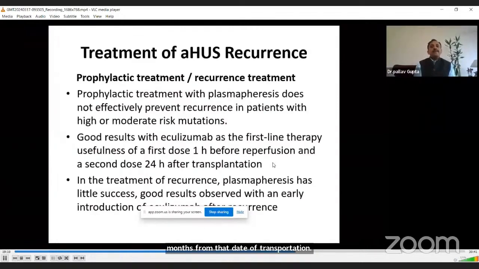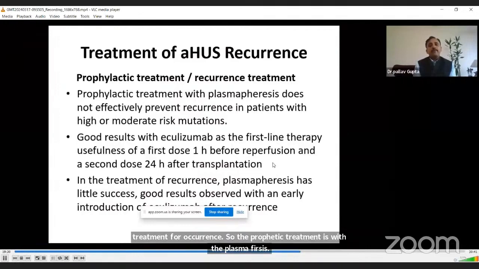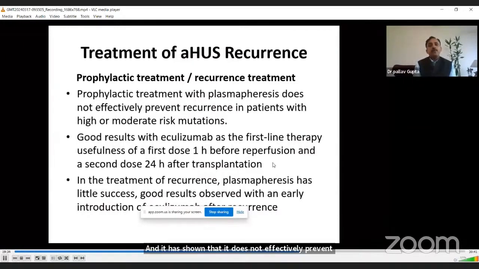Now, what is the recommended treatment? Although this is not my domain, I would still like to touch a little bit on the treatment of atypical hemolytic uremic syndrome recurrence. It can be prophylactic treatment or treatment for recurrence. The prophylactic treatment is with plasmapheresis, and it has been shown that it does not effectively prevent recurrence in patients with high or moderate risk mutation. So plasmapheresis is not very effective. However, good results have been seen with eculizumab as the first line therapy.